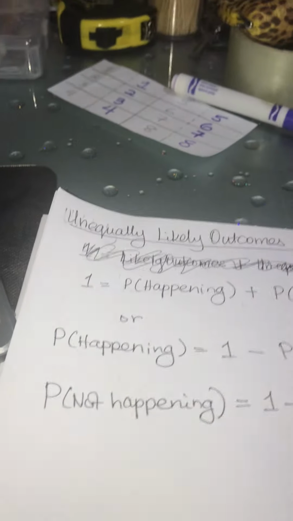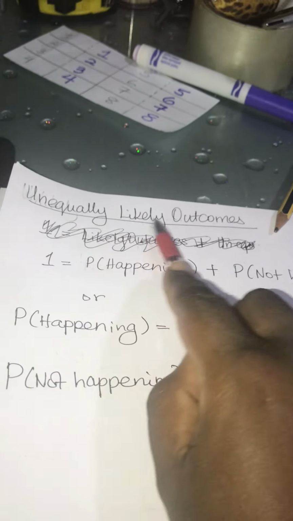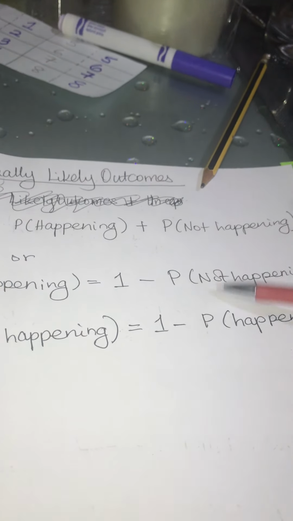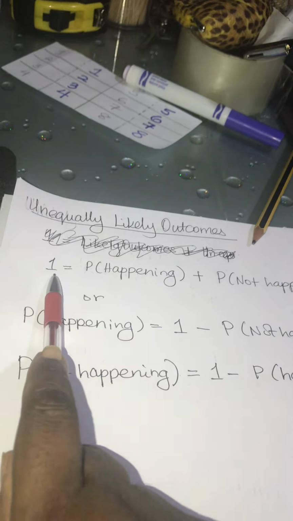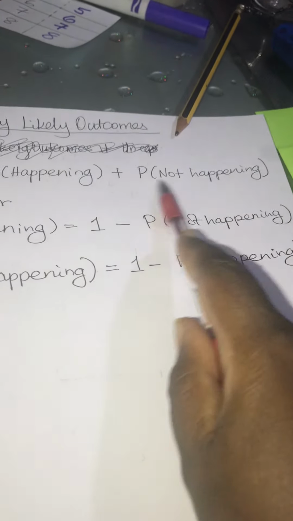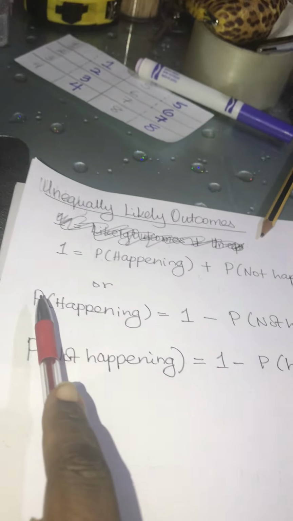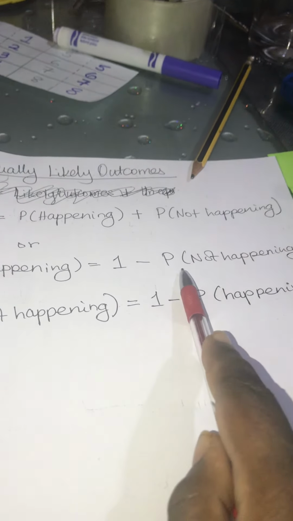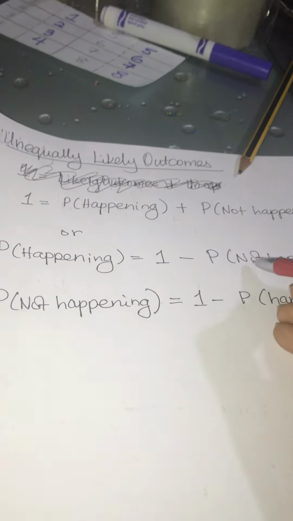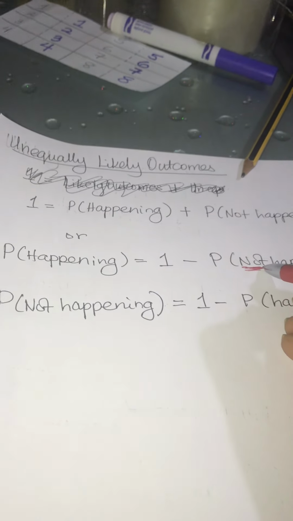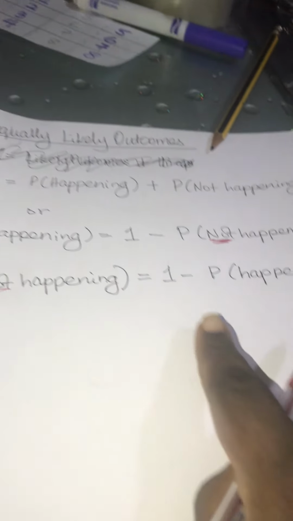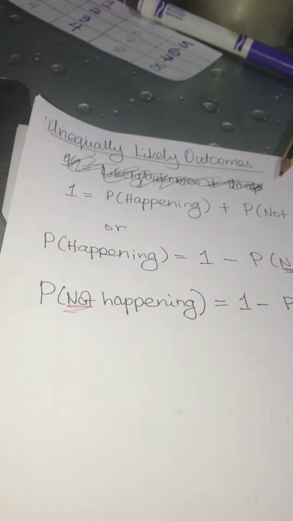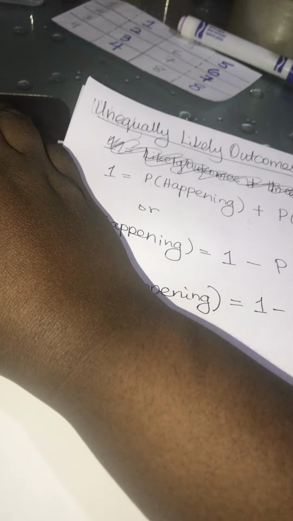Now, an equally likely outcome. I want you to remember these 3 equations. Very important. 1 equals the probability of happening plus the probability of not happening. Or the probability of happening equals 1 minus the probability of not happening. Keyword. Make sure you read. You don't read, you'll be in trouble. Probability of not happening is 1 minus the probability of happening. Now let's go to this example here.